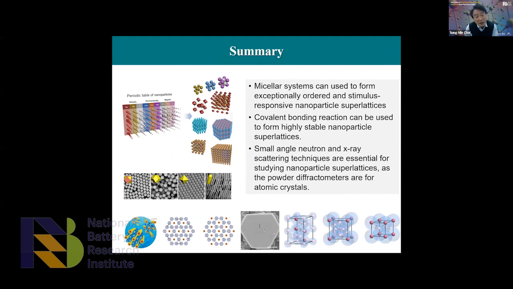By having this way of making good quality superlattices with good control of their symmetry and lattice parameter, it will provide us a very new opportunity to study new properties and possibly new applications of this system.